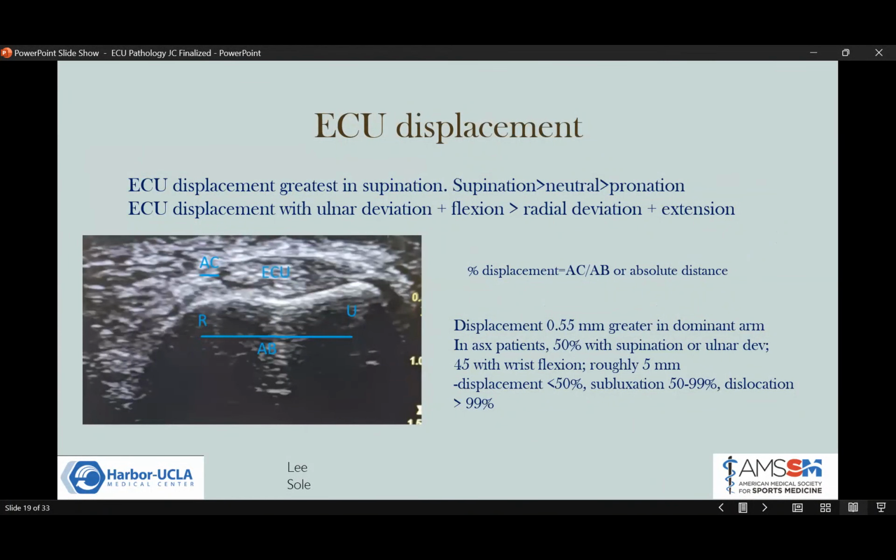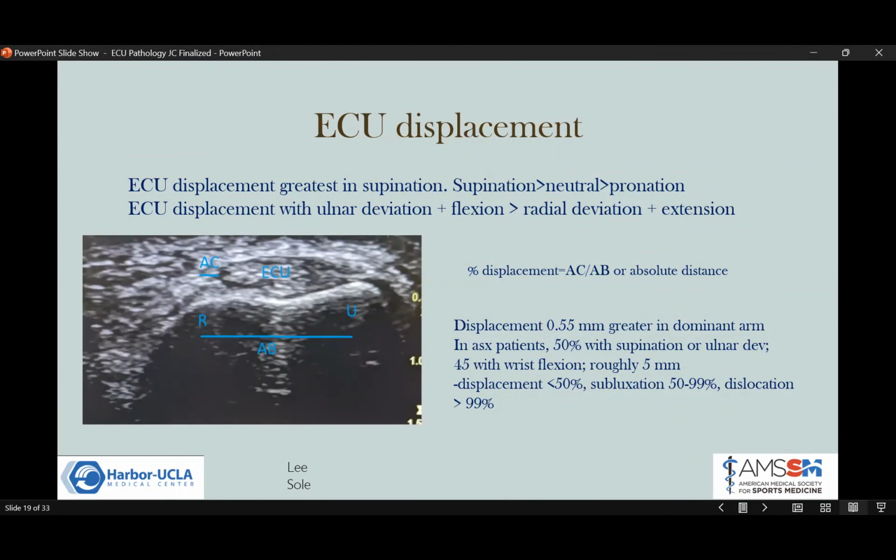So what I did here was label the ulnar aspect and the radial aspect of our patient's wrist. I created a distance between them labeled A and B. What I also had was the dorsal component of the ECU tendon measured to the radius and created the mark AC. So using this ratio of AC over AB, I can do a percentage of displacement.